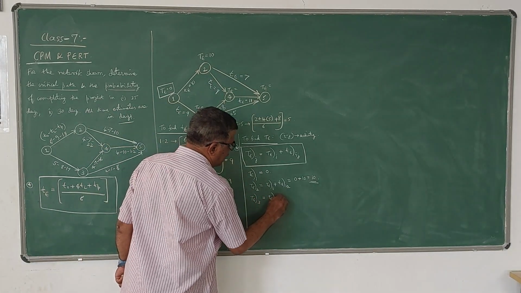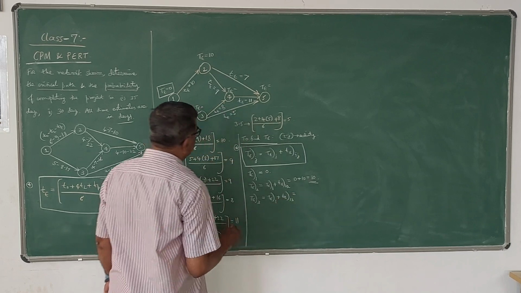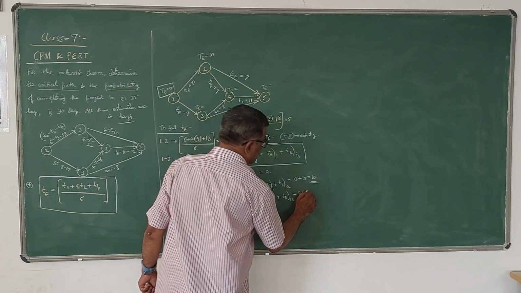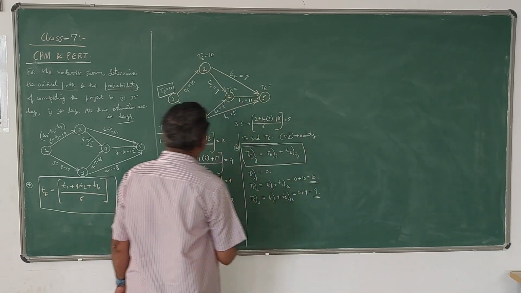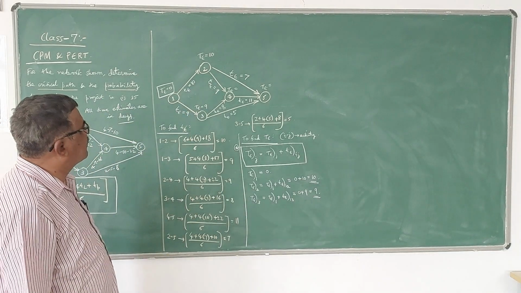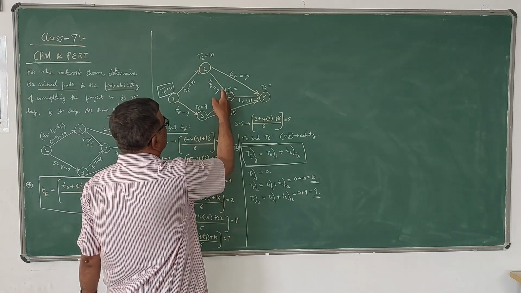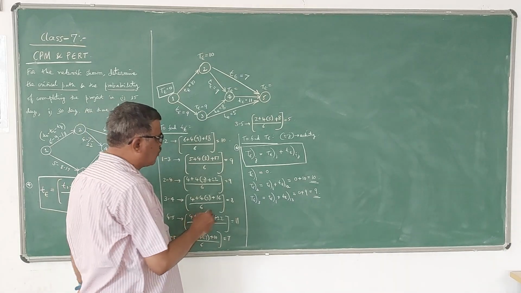So TE1 plus TE13. So TE1 is once again 0. TE13 is 9. So therefore it is 9. So only one. So it is 9. That's it. Next, we will go to 4. If you are going to 4, you should be careful. There are two activities connecting to 4.